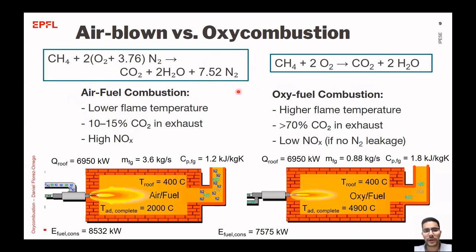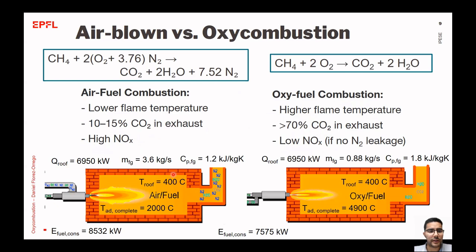Moreover, due to the presence of nitrogen and the high temperatures of combustion, there is a probability of producing nitrogen oxides. In the case of oxy-fuel combustion, the higher flame temperature and the increased CO2 concentration, together with the low concentration of nitrogen, reduce the amount of nitrogen oxides produced.